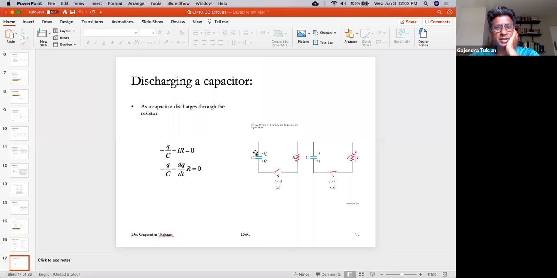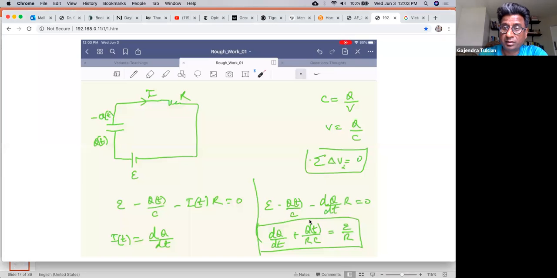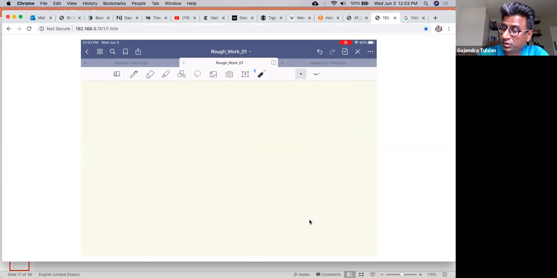So now we'll do the same thing. You've charged this capacitor, and now you're going to discharge it through this resistor. So again, this could be the flash bulb. So let me remind you of one of the first circuits I'd shown you.